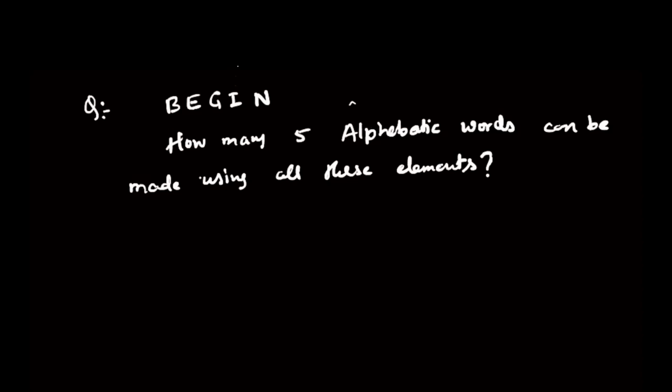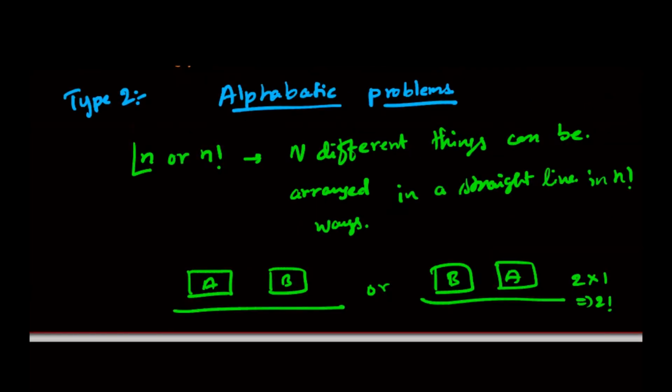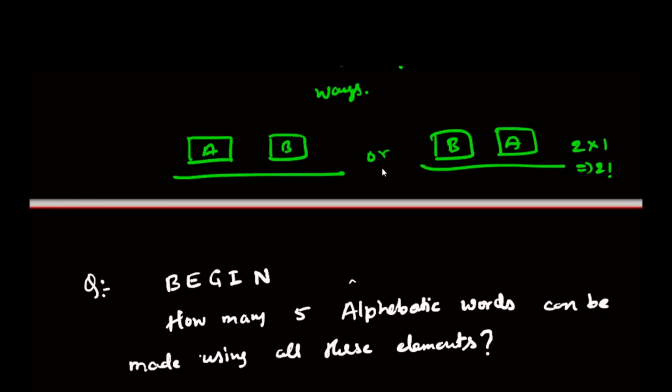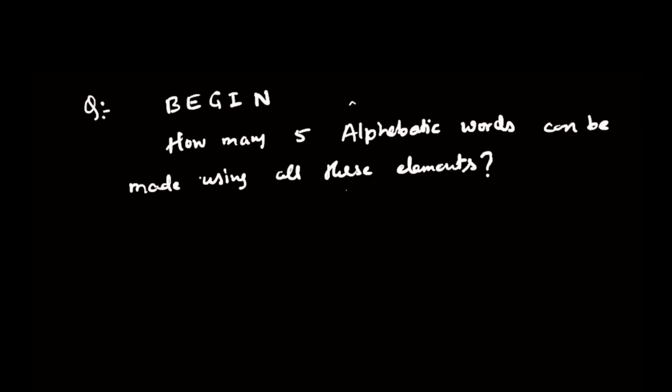Okay. So just now I have given you one thumb rule. That thumb rule is n factorial. N factorial means n different things can be arranged in a straight line in n factorial ways, right? So here, how many different things do we have? 5 different alphabets, BEGIN. So 5 dashes, 1, 2, 3, 4, 5. Using the basic principle of counting, the 5-alphabet word can be filled in 5 ways, 4 ways, 3 ways, 2 ways, and 1 way. So this is equal to 5 factorial.